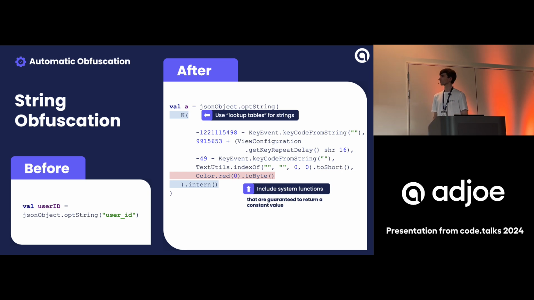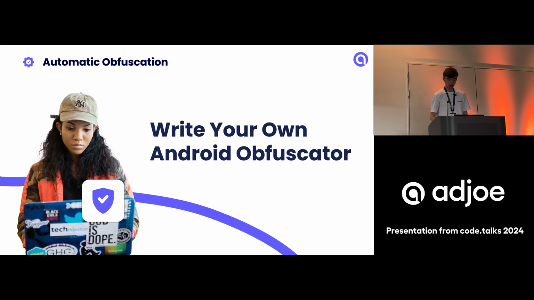Okay, so we have seen now a few obfuscation techniques. And I would like to come now to one point that I really enjoy, and that is some hacking stuff. So with all of this in mind, knowing also that ProGuard doesn't do much more than just renaming, wouldn't it be cool if we can write our own obfuscator? And in fact, we can.